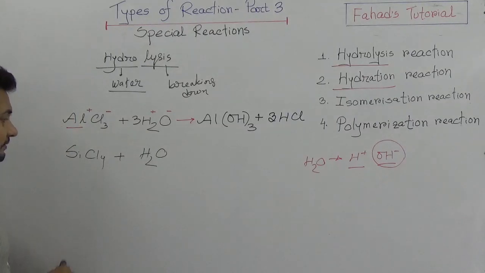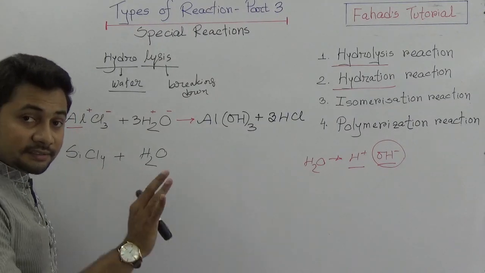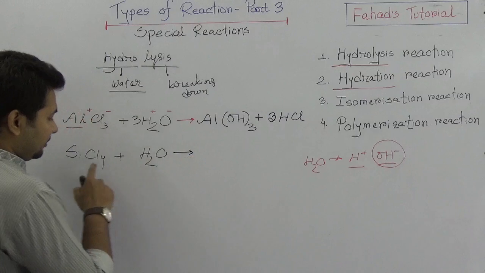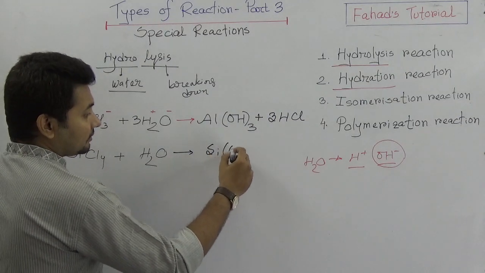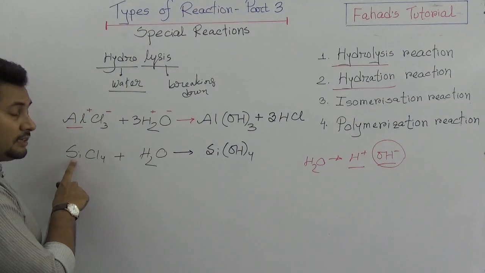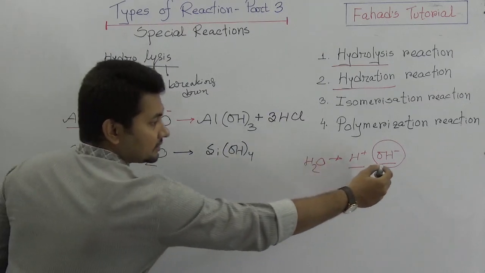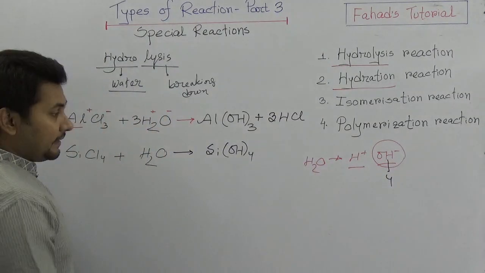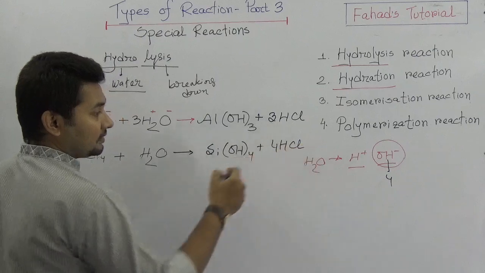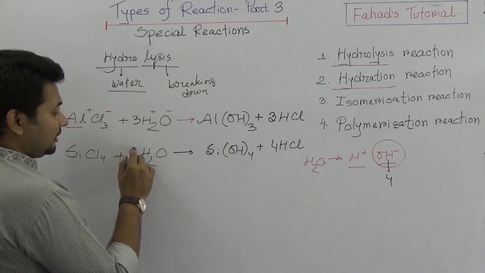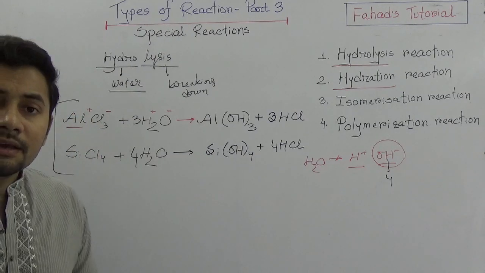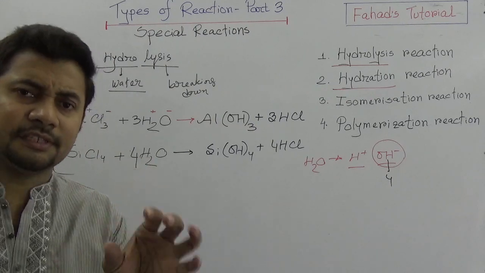Again, in the case of silicon tetrachloride, the valency of silicon is 4. Similarly, it will produce silicon hydroxide, but it should be 4, because 4 is the valency of silicon, so it will add with hydroxide 4 times. Then this chlorine is 4, so it should be 4 HCl. To make it similar, I need to put 4 here. So this is the example of hydrolysis reactions, which is also given in your book.